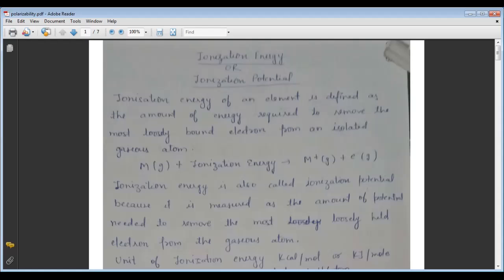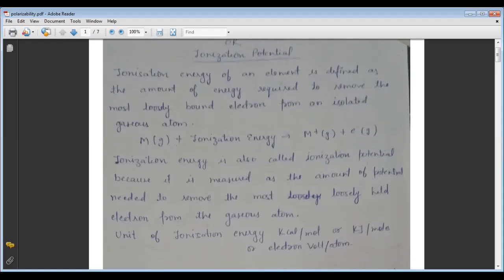The ionization energy of an element is defined as the amount of energy required to remove the most loosely bound electron from an isolated gaseous atom. Here we can say that one isolated atom is M, and with the ionization energy this atom converts to the cation. It means it loses the electron, and the energy required is called the ionization energy.